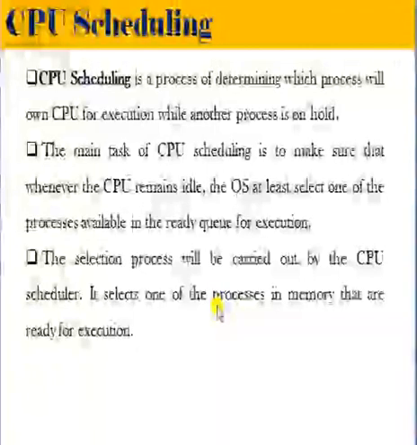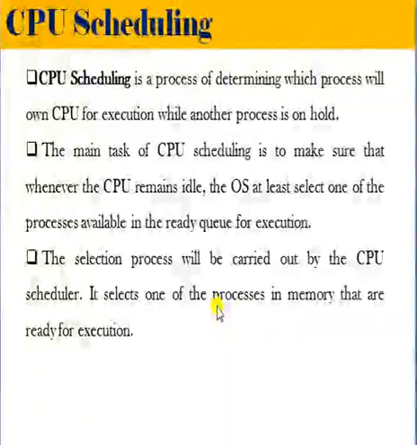So students, first of all, what is CPU scheduling? Students, CPU scheduling is the process which allows one process to use the CPU while the execution of another process is on hold due to inability of any resources like input output. The aim of the CPU scheduling is to make the system efficient, fast and fair. The selection process will be carried out by the CPU scheduler. It selects one of the processes in memory that are ready for execution.